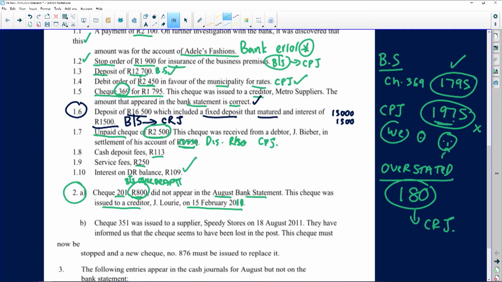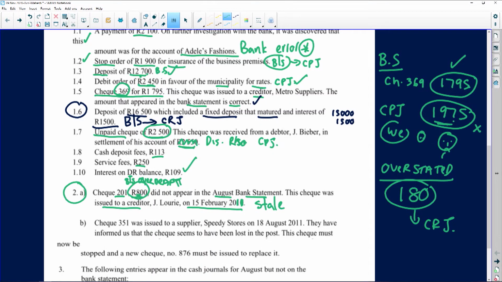Now remember, normally whoever the business issues the check to will have 6 months to go and cash the check, to go and deposit the check into their bank account. So whatever reason, J. Lurie could have lost the check or misplaced the check, he has not cashed the check. Now after 6 months, that check becomes stale. So stale, not as in stale bread, but basically we cannot cash the check anymore. So this check for 800 Rand basically now needs to be removed from your CPJ.